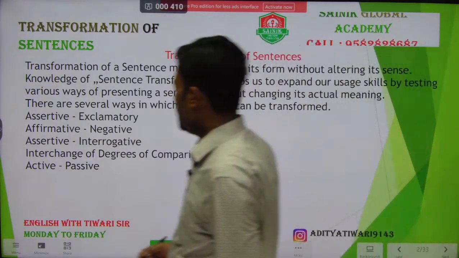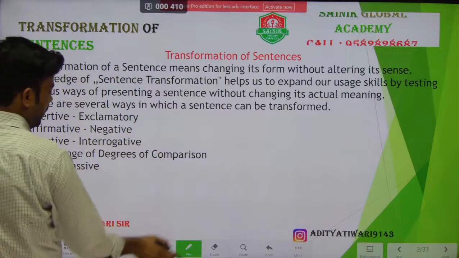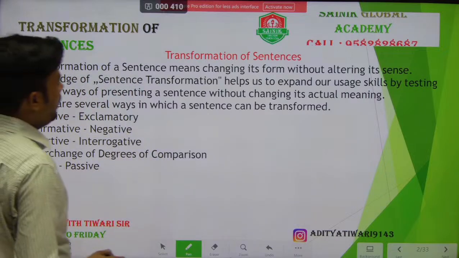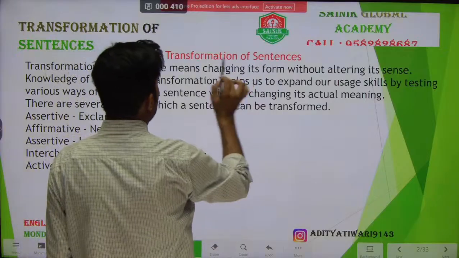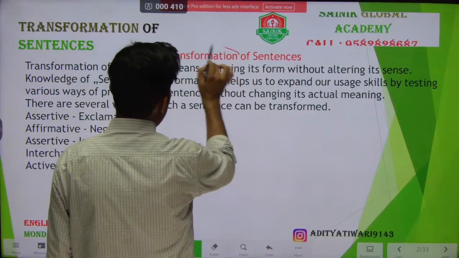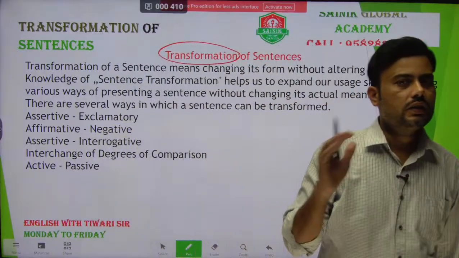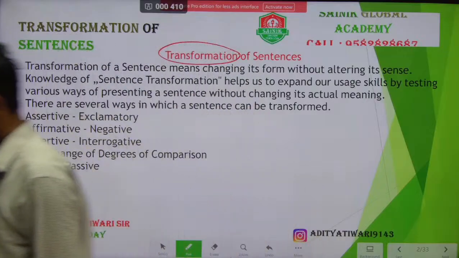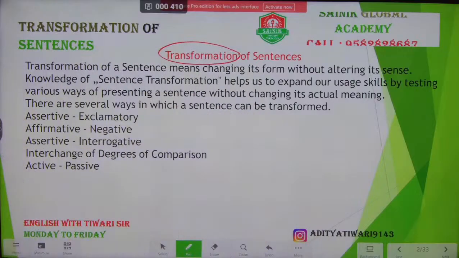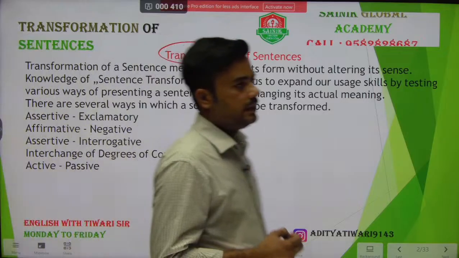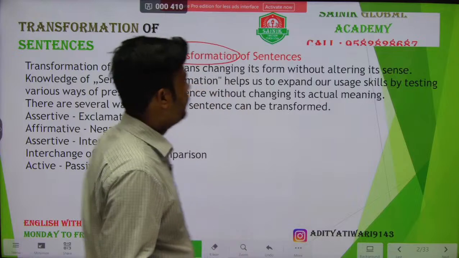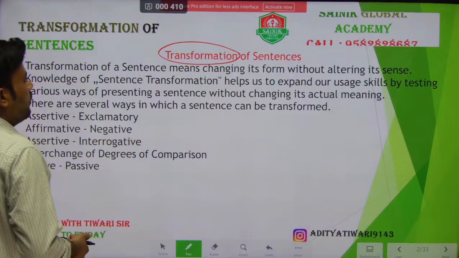So see, first of all we will try to understand the word transformation. The chapter which we are going to study is transformation of sentences, so first of all we will understand this word transformation. If I ask you what is transformation, before I teach you this chapter, here I would like to make you understand what you mean by the word transformation.